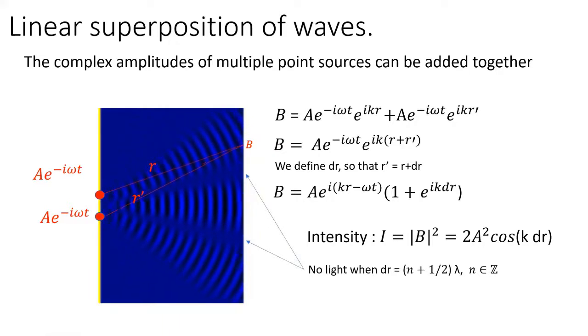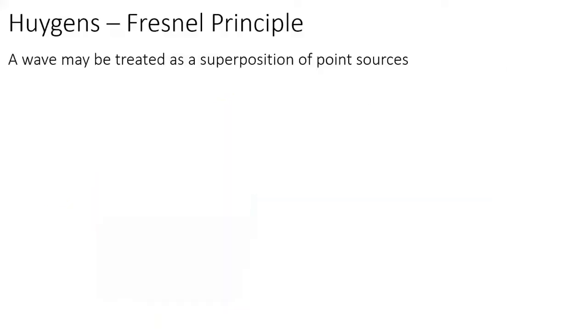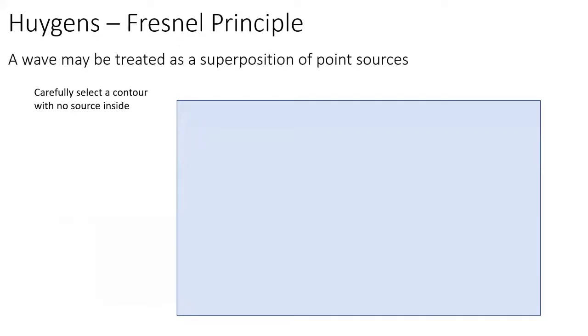And more generally, you can treat any wave as a superposition of point sources. That is called the Huygens-Fresnel principle. It's the natural expansion of this principle of superposition to a more general wave. So if you have a volume of space right here, a contour, you pick the contour carefully to have as much leeway on determining the field.